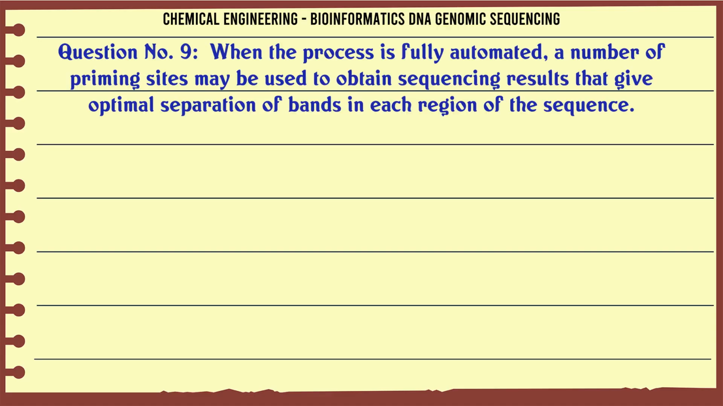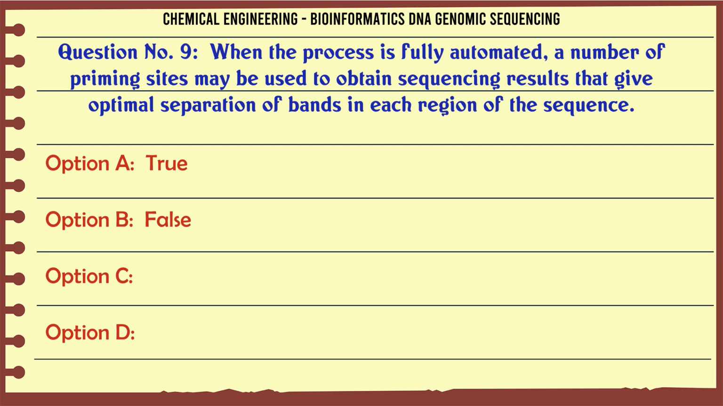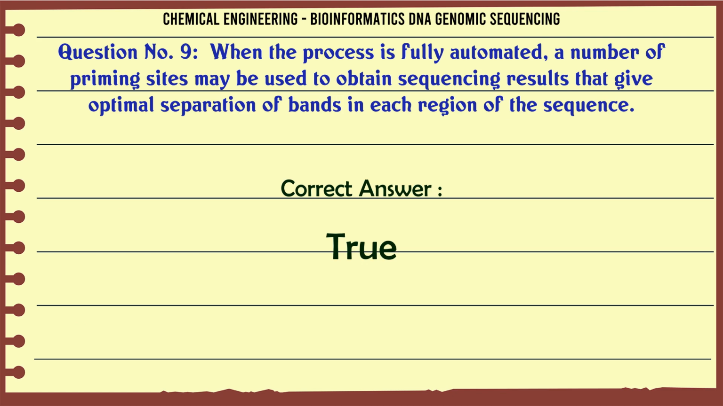When the process is fully automated, a number of priming sites may be used to obtain sequencing results that give optimal separation of bands in each region of the sequence. A. True, B. False. The correct answer is true.